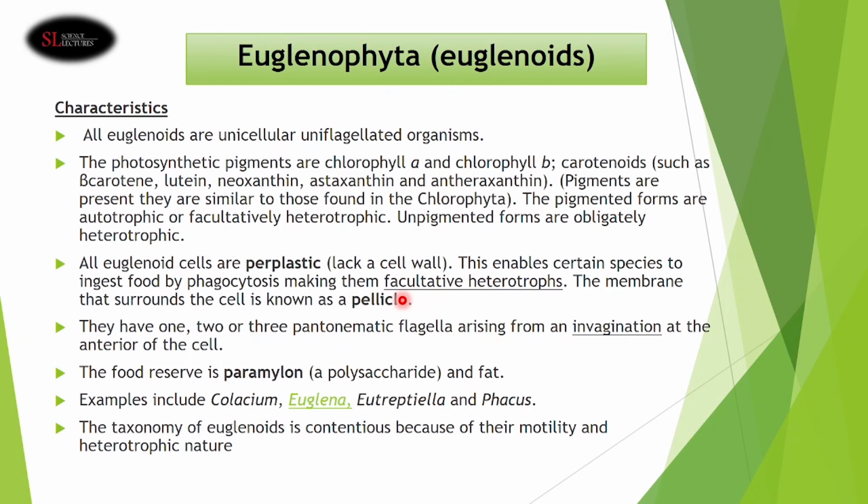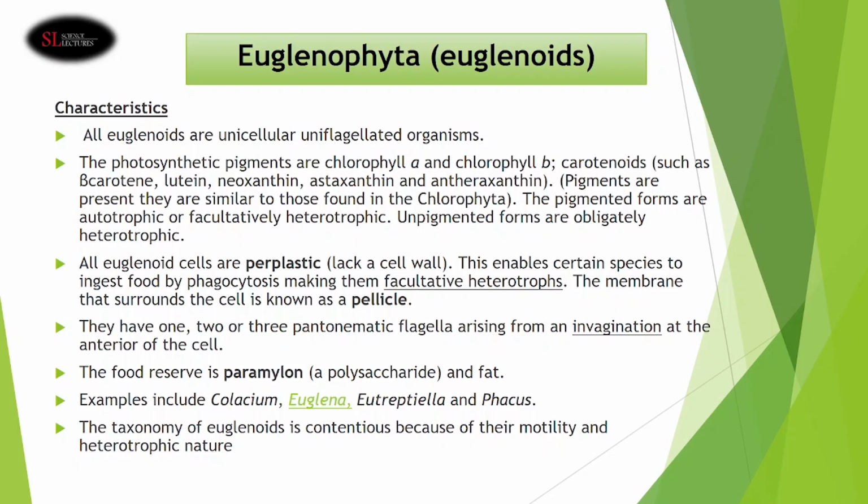Okay, another group is Euglenophyta, or what they call the euglenoids. So what are some of the characteristics? Number one, they are unicellular, uniflagellated organisms. They are made up of one cell and they are made up of one flagellum. Number two, their major photosynthetic pigments are chlorophyll A, chlorophyll B, carotenoids like beta carotene, lutein, neoxanthin, astaxanthin, and antheraxanthin. And these pigments are also found in chlorophyta.